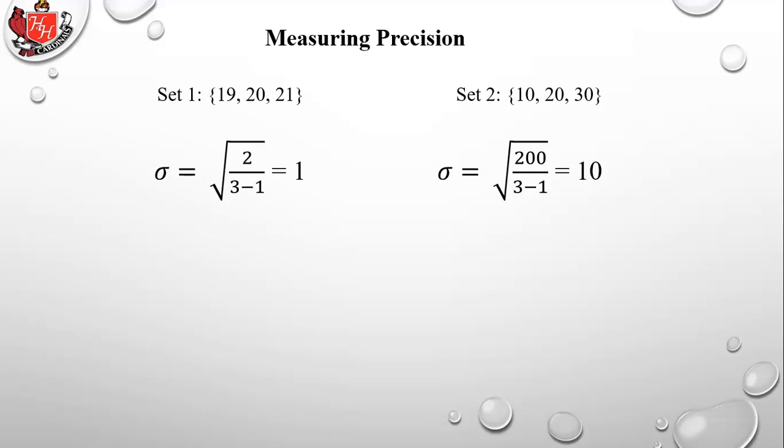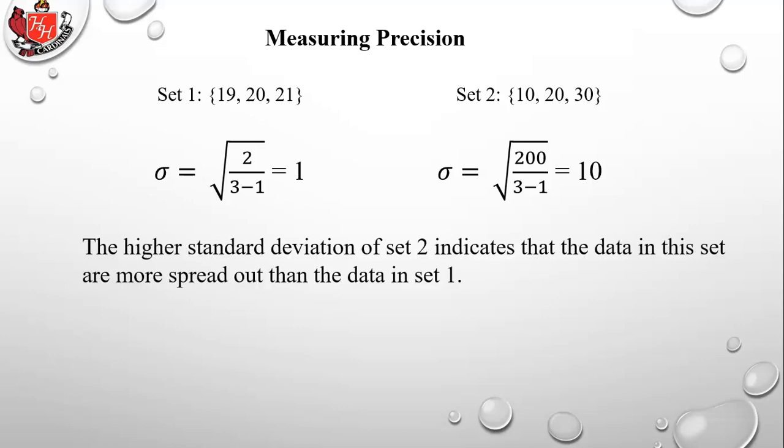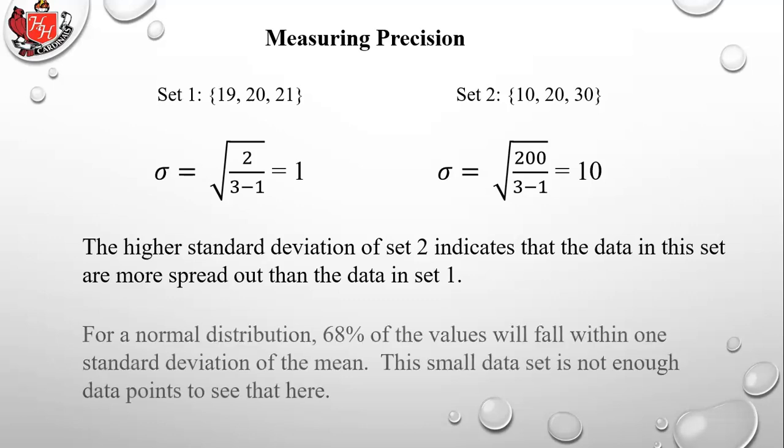So you can see that the standard deviation is greater for set 2 than for set 1 because the values are more spread out. So the higher standard deviation of set 2 indicates that the data in this set are more spread out than the data in set 1. For a normal distribution, which we'll talk about on the next slide, 68% of the values will fall within 1 standard deviation of the mean. This small data set, just 3 values, is not enough data points to see that here.